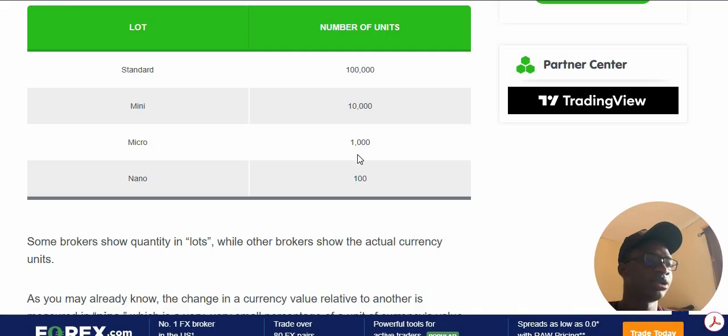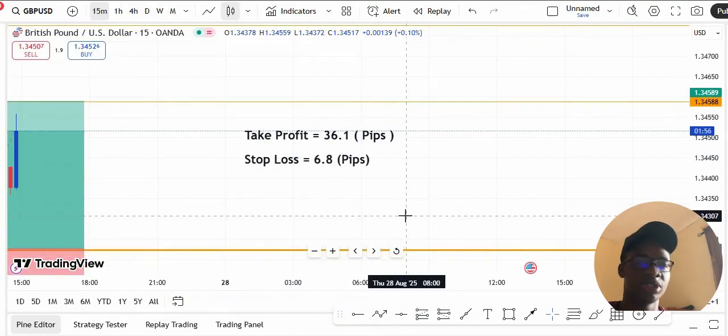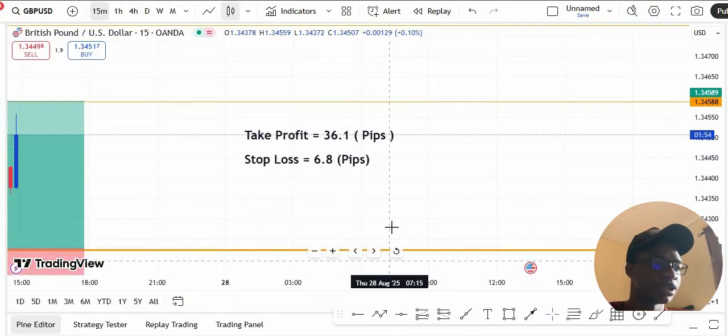So this times 100, tens of thousands, hundreds of thousands, and we are going to be counting it like that. So that's how we are going to calculate the number of units. Now this is how we are going to be doing it in calculating lot size.